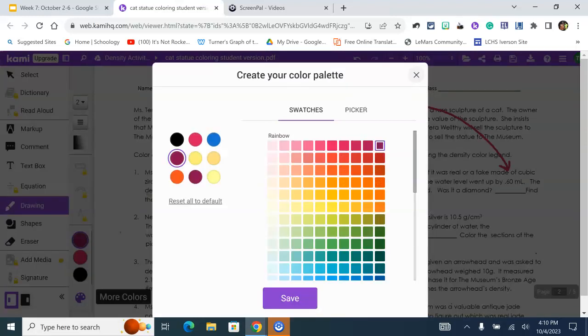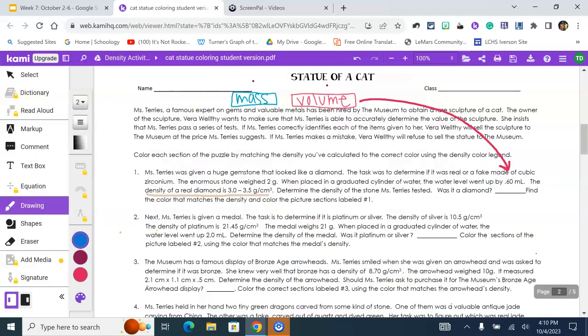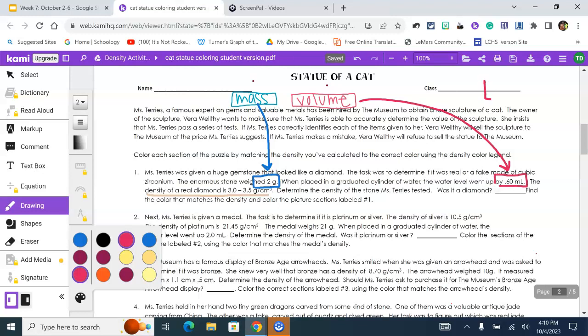So I am going to ask you to grab your blue highlighter and highlight 2 grams. Notice that mass is going to be in blue. When placed in a graduated cylinder of water, the water level went up by 0.6 milliliters. So now take your pink highlighter and highlight the volume, which is 0.6 milliliters. Now remember that volume can either be in milliliters or centimeters cubed, so just keep that in mind. A milliliter is a liquid. A centimeter cubed would be length times width times height, because you're finding the volume of a rectangle.